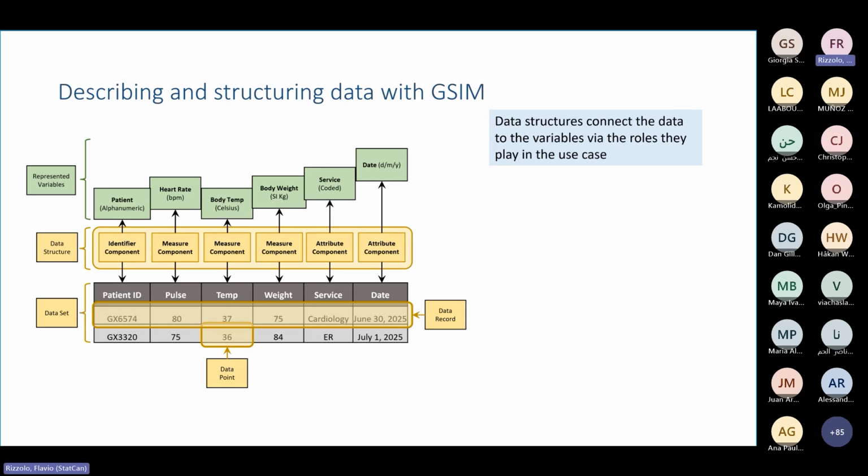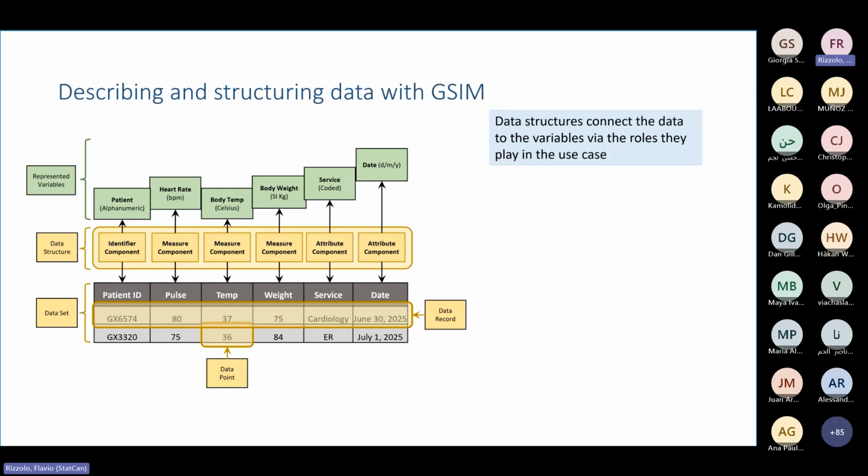So why do we need this additional layer with the data structure and the components? Can we just use the variables? Well, yes, the variables provide some information, but the role can change from one data structure to another. And that's what the data structure is trying to capture. So it's not enough for some situations.